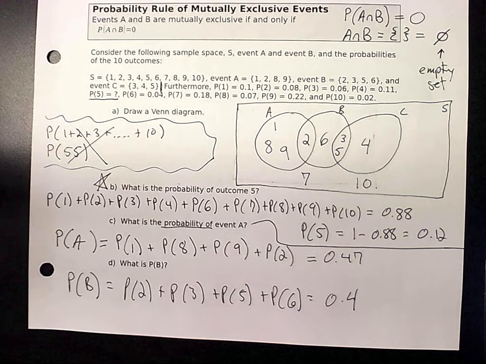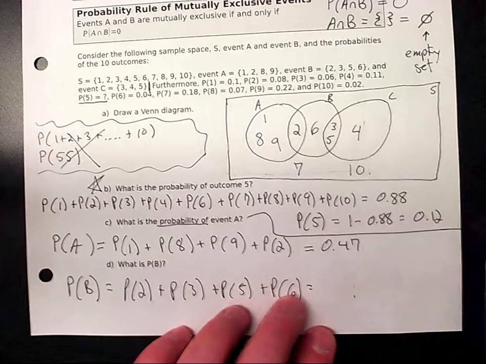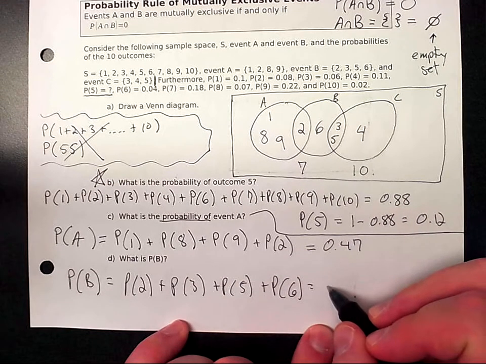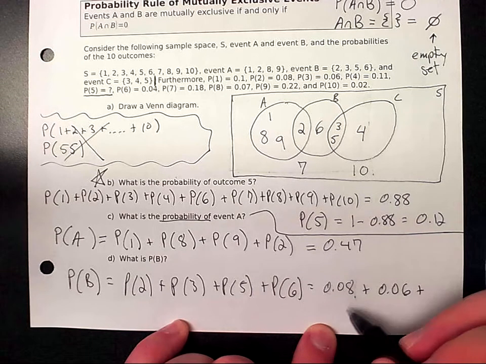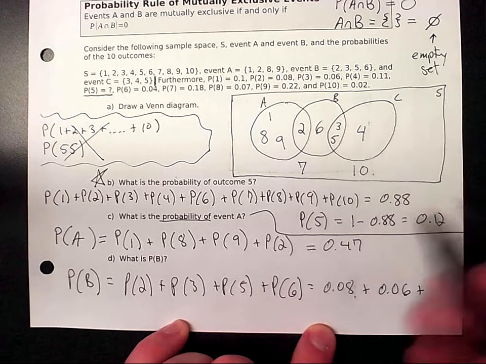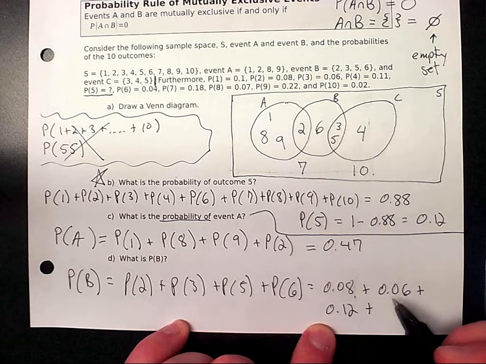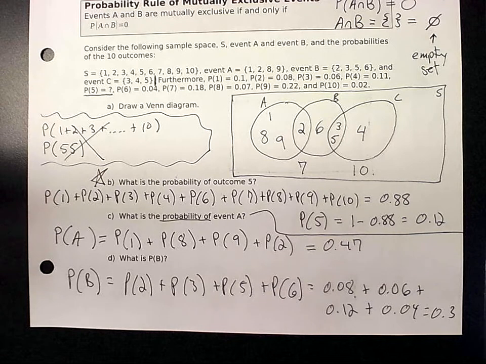0.4. Did I get it wrong? Yeah, I got 0.3. Oh, my bad. So let's see here. The probability of 2 is 0.08, probability of 3 is 0.06, probability of 5 is what we figured out earlier, which was 0.12, and the probability of 6 is 0.04. I had my 5 wrong and then I went ahead and changed the one digit. Cool. Everybody good with this? Awesome. Then let's go on to the next example.